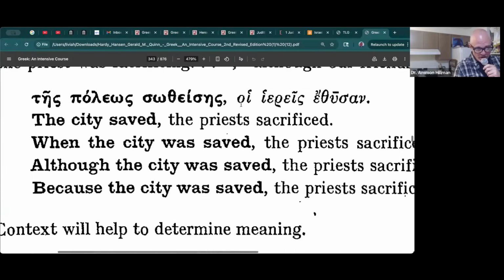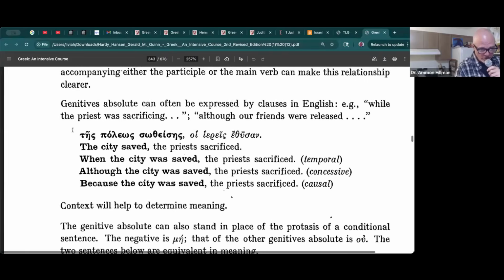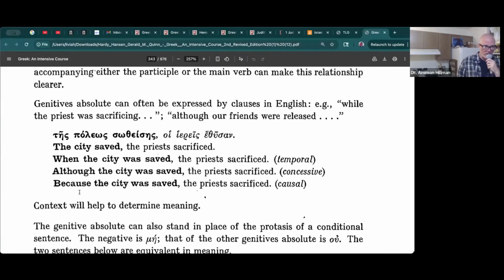And we're going to know that we can use it in one of those three ways: when, although, or because. If you want to just stay general, you'll be safest. Notice they say here in the book, the city saved. With the city saved, the priest sacrificed. If you want to keep it just general like that, you're going to hedge your bets, right?